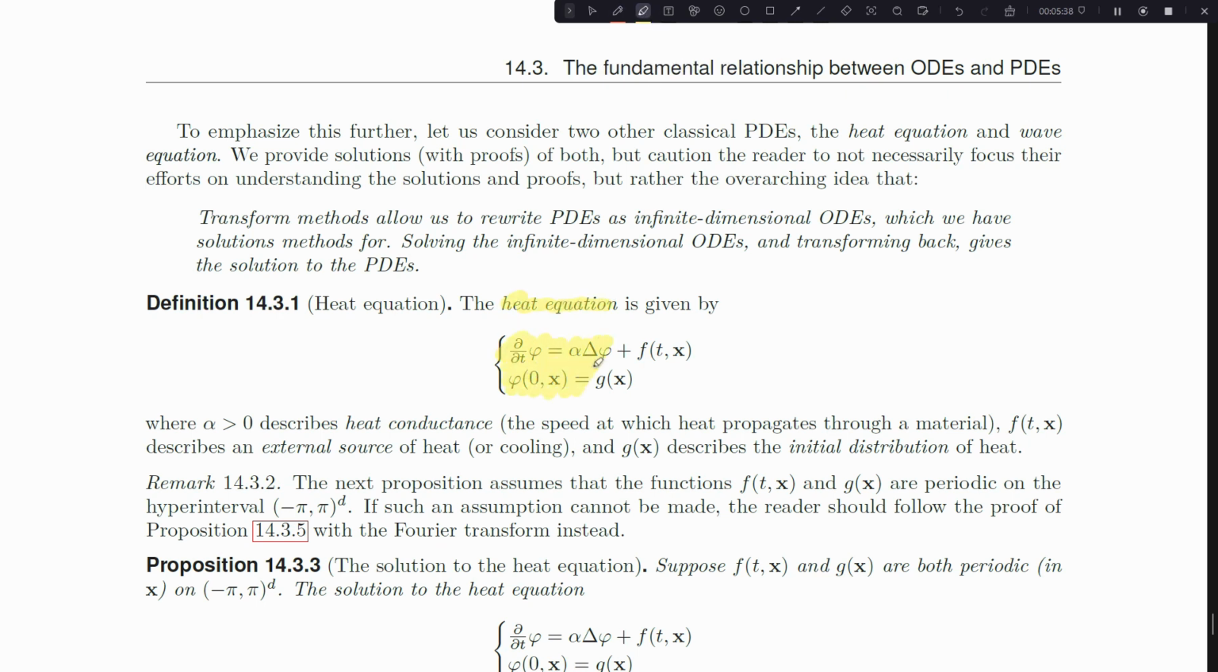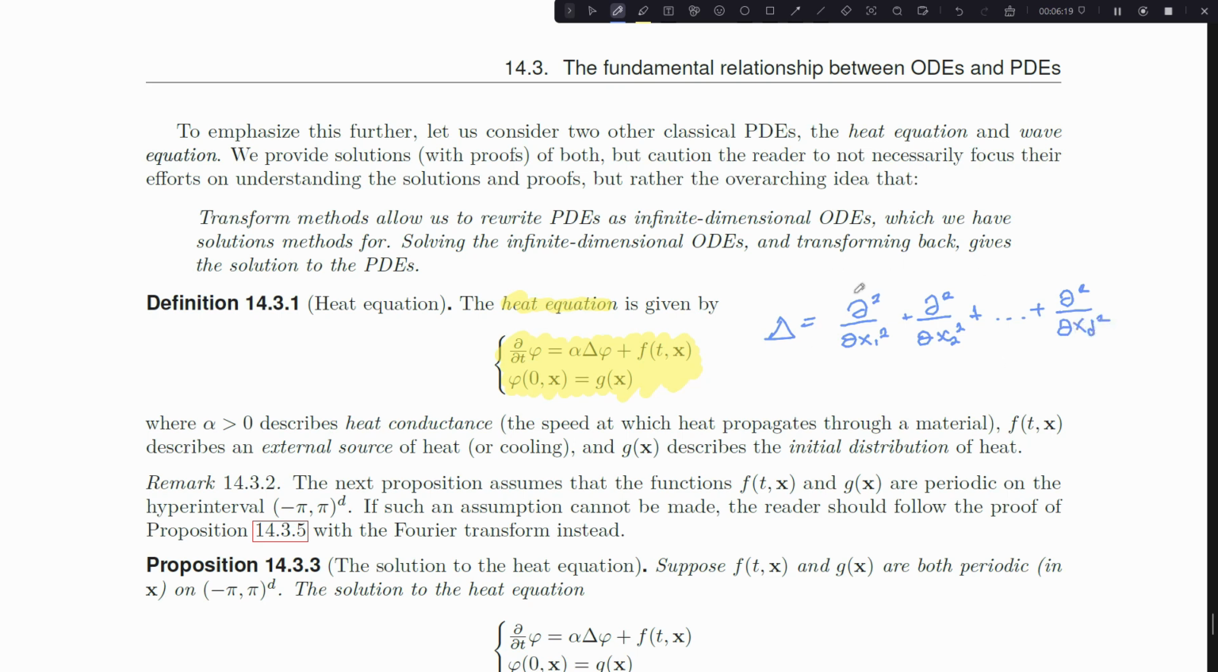We're going to take a derivative in time of phi, and that derivative in time is going to be equal to some constant alpha, which will be the heat conductance, which is the speed at which heat propagates through a material. And then we're going to have the Laplacian. For those of you who maybe don't recall from Calc 3, the Laplacian is just the sum of the second partial derivatives: partial squared over partial x_1 squared, plus dot dot dot, plus eventually, in your d-dimensional space, partial squared over partial x_d squared.